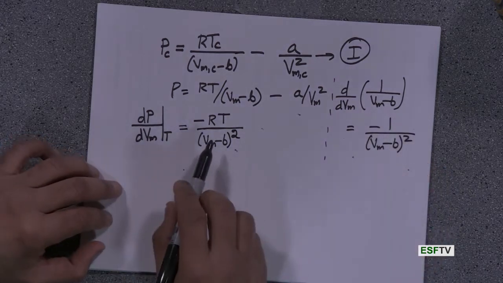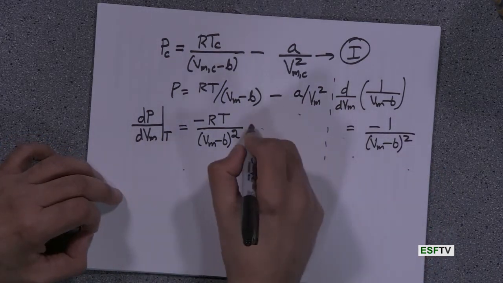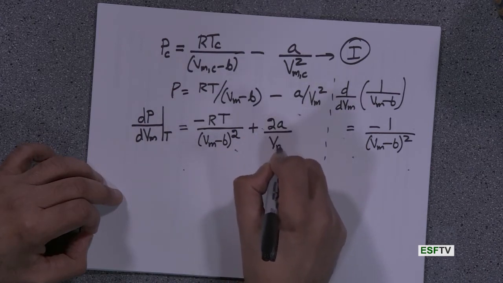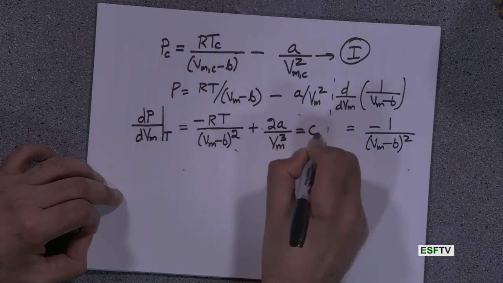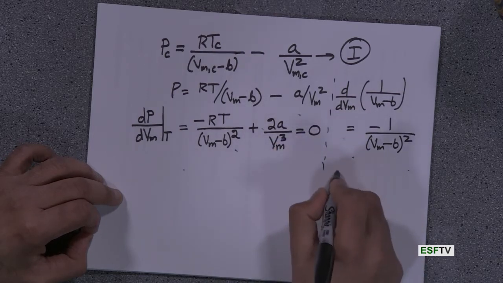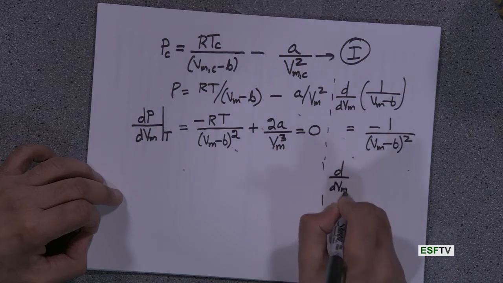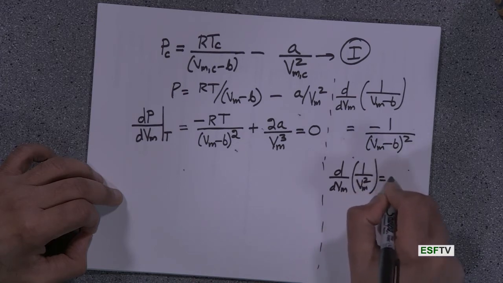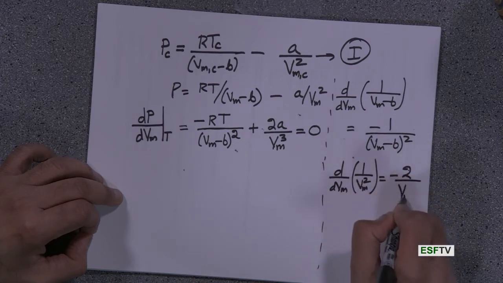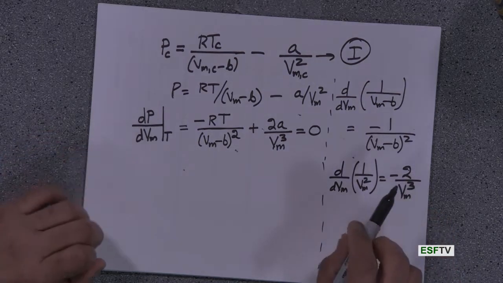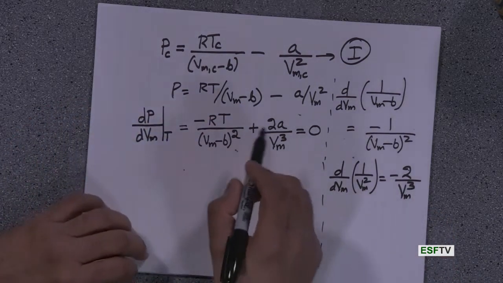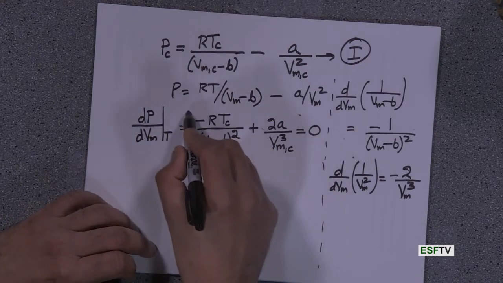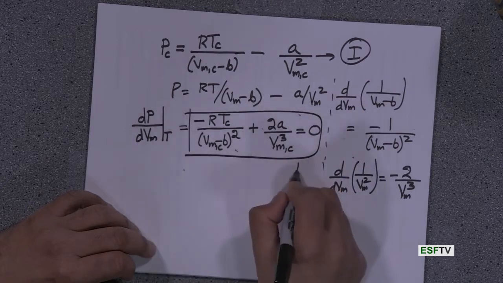That's what I did here. That's what happened. That's what gives us this. How about this? Plus twice A over V molar cubed, and that equals 0. What I did there is d over dV molar of 1 over V molar squared is minus 2 divided by V molar cubed. Just the rule of differentiation. So we get that is 0, and that is 0 at the critical temperature and the critical molar volume. And that is equation number 2.